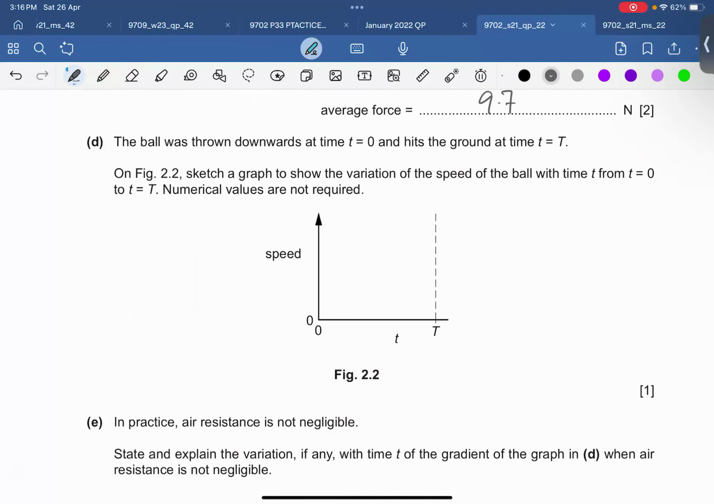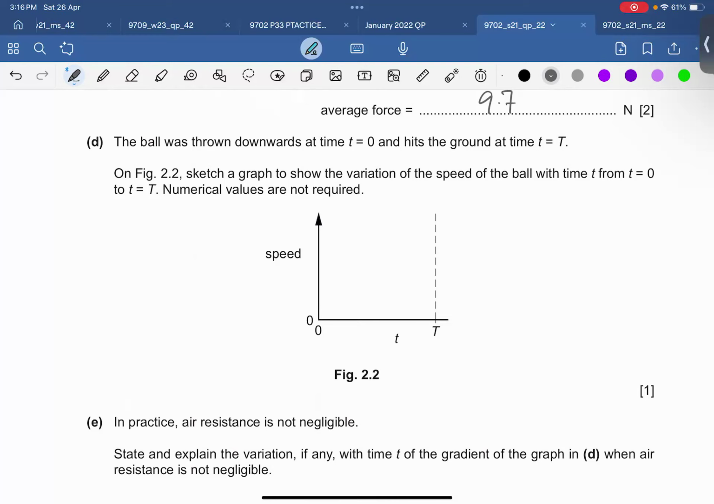The ball was thrown downwards at time t equals 0 and hits the ground at time t equals T. Sketch a graph that shows the variation of the speed of the ball with time t from t equals 0 to t equals T. तो बस यही होगा ना, लाइक वो ऊपर जा रही है और उसका ग्रेडियंट पॉजिटिव है टिल टी। बे, ऊपर जा रही तब तो ग्रेडियंट पॉजिटिव कैसे आ गया?